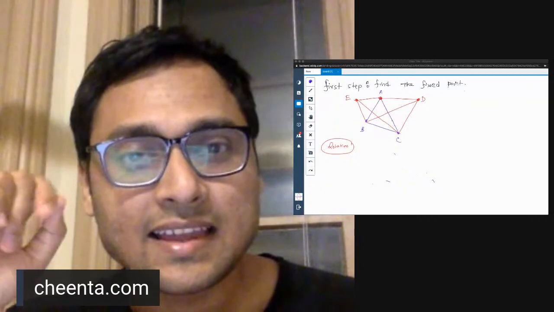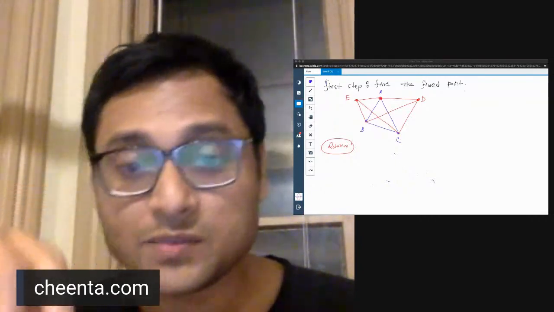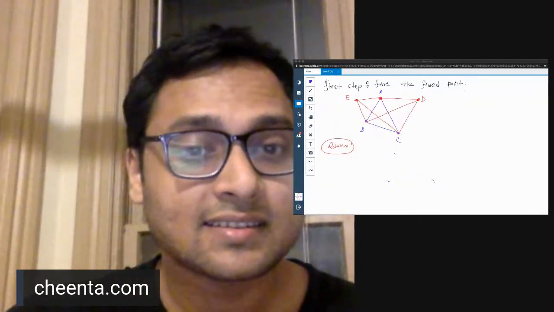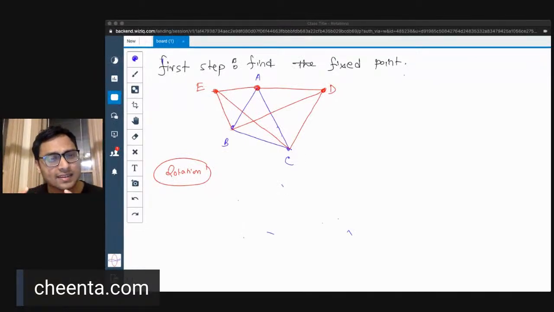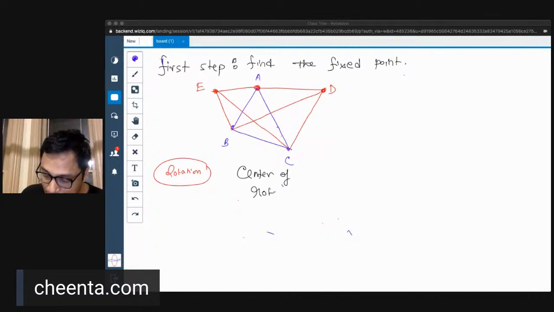So in this particular system, since we are studying rotation, what is it that is not changing? The fixed point, or the center of rotation. So I'll tell you the center of rotation. The center of rotation is the point A.